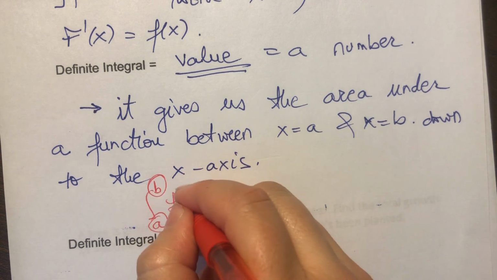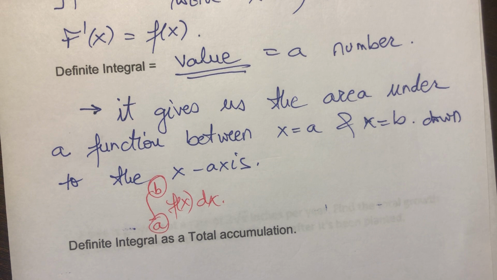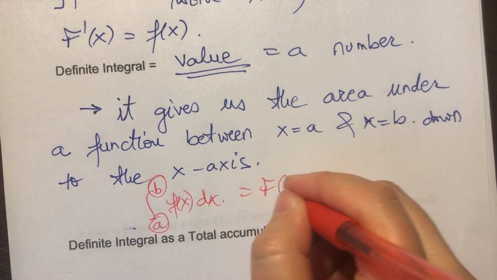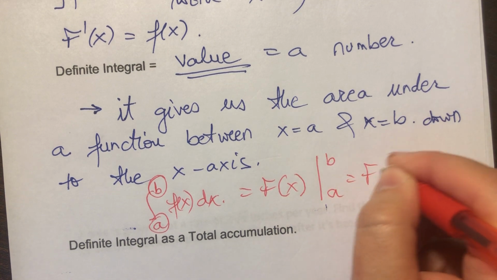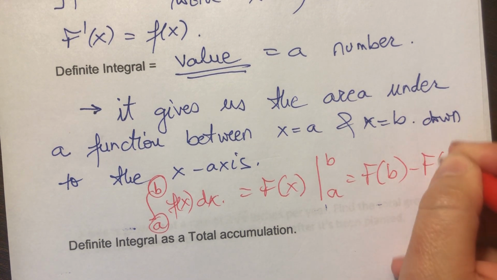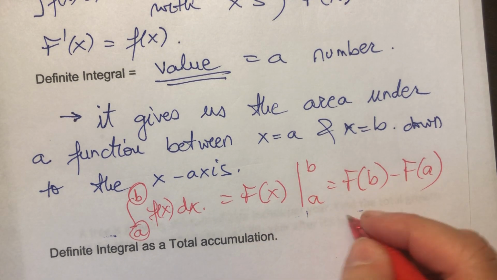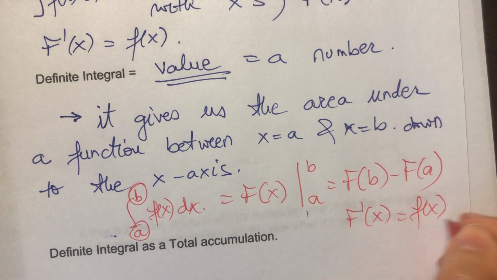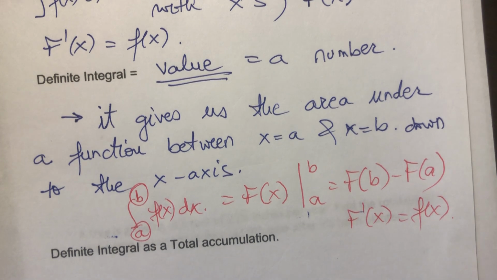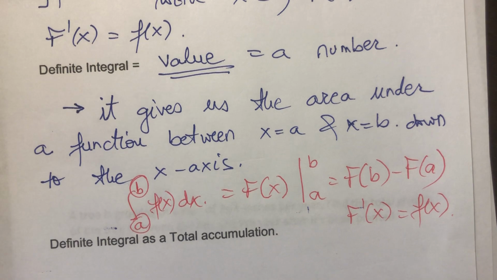Now, what do we do? We still find the antiderivative, yes, but once we found that antiderivative, we plug in the b and plug in the a in this exact order so you can get a positive value, okay? Same thing, where capital F prime is this f of x, okay? So it's a number. Now, as I said, there's going to be a whole lot more applications for it.